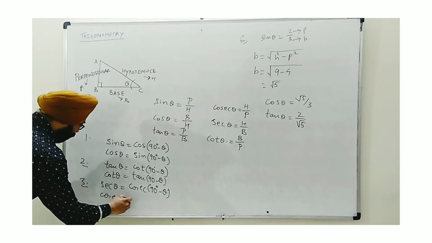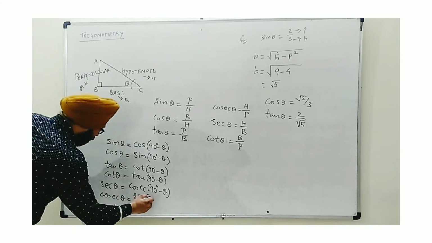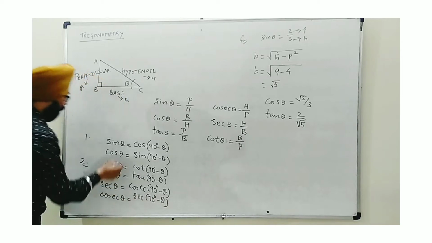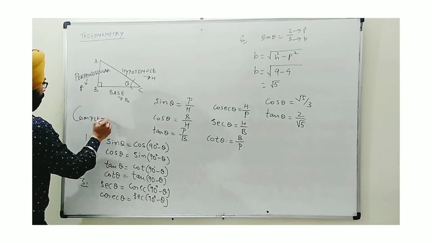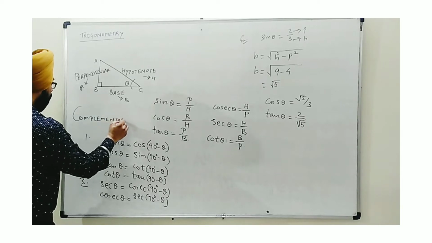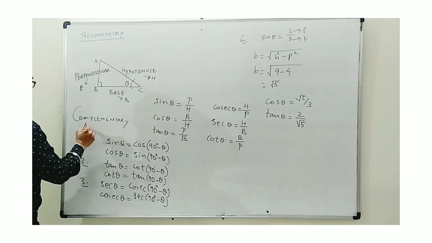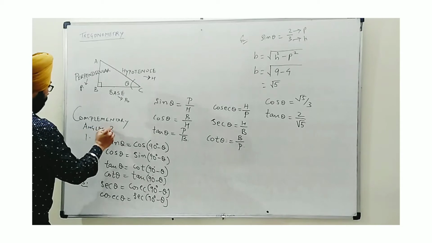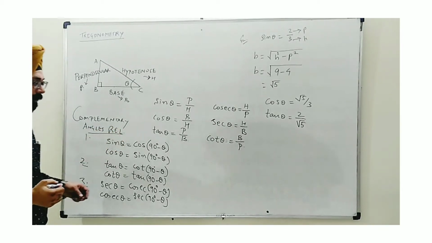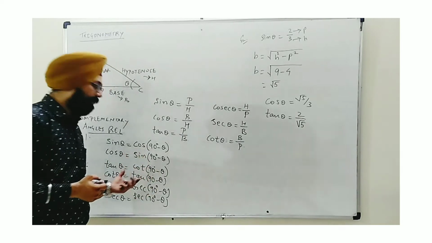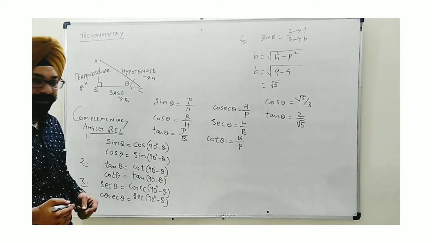Cosec theta can also be written as sec of 90 degree minus theta. All these are known as complementary angle relations. Complementary angle relation means these properties are used whenever the sum of two angles is 90 degree.